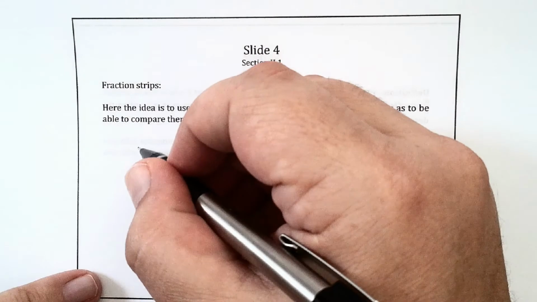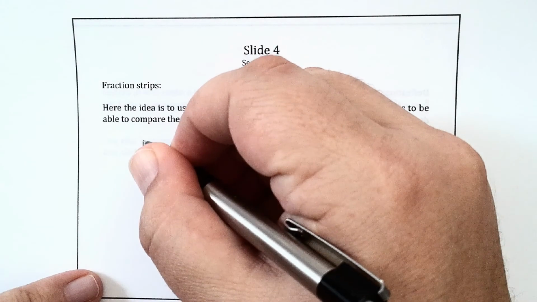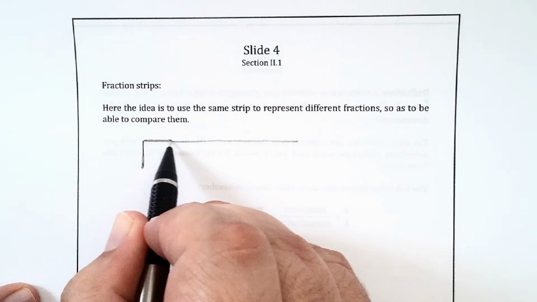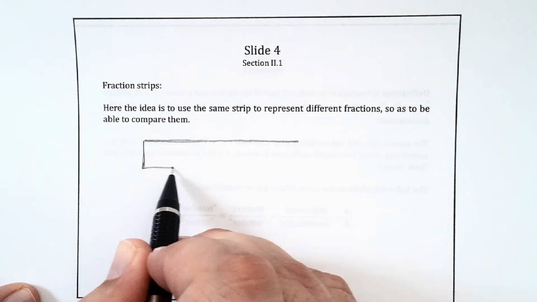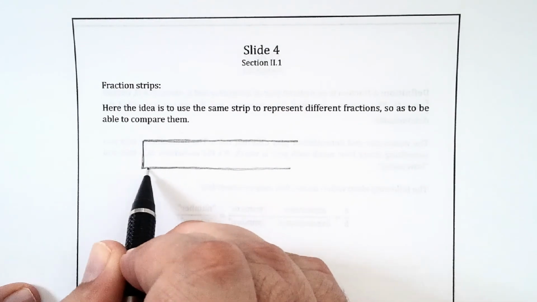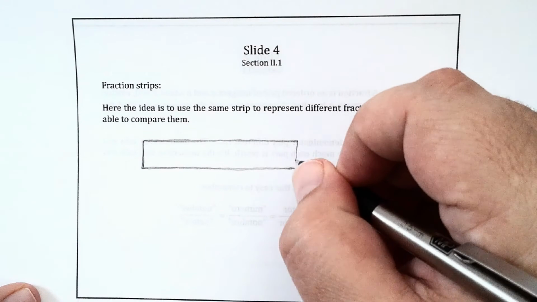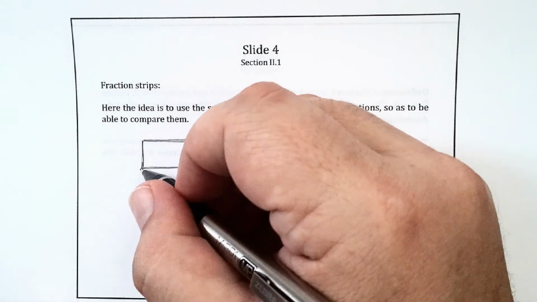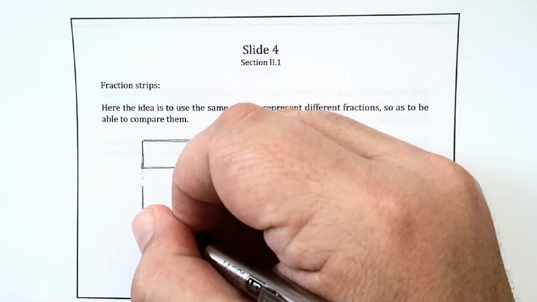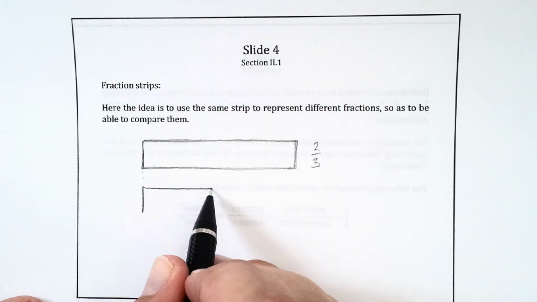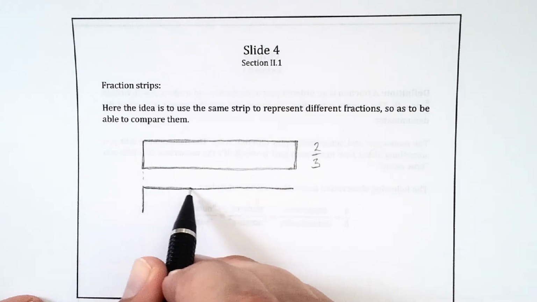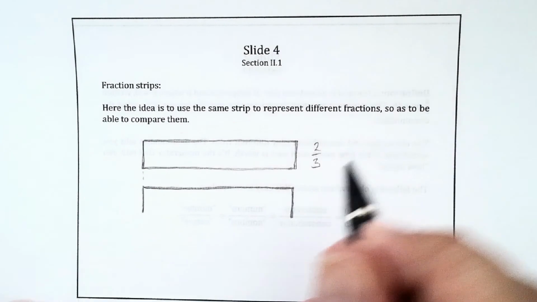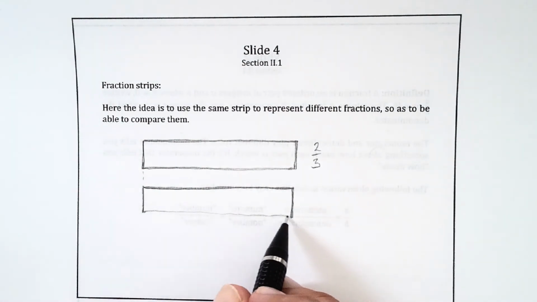So for example, let's illustrate 2/3 and 3/4. Okay, so you begin with a long skinny rectangle. And this is our 2/3 rectangle. And just to emphasize how this works, I'm going to go ahead and draw the other rectangle first. This will be 3/4. The idea when you use fraction strips is to use the same strip for all the different fractions. That way it's easy to line them up and compare the fractions side by side.